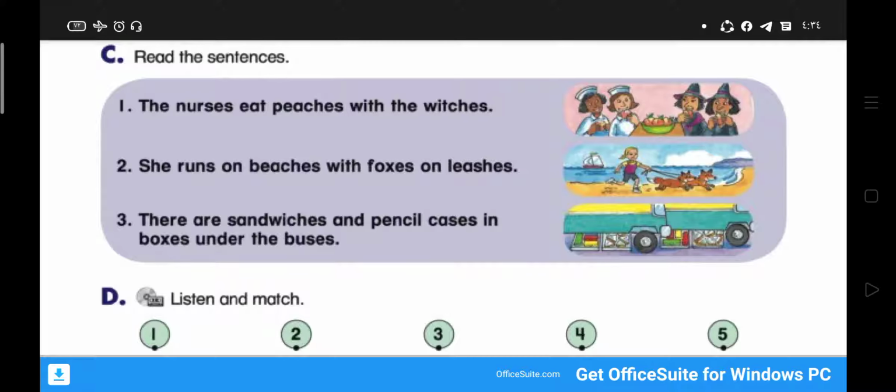Read the sentences. The nurses eat peaches with the witches. She runs on beaches with foxes and on leashes. There are sandwiches and pencil cases in boxes under the buses.